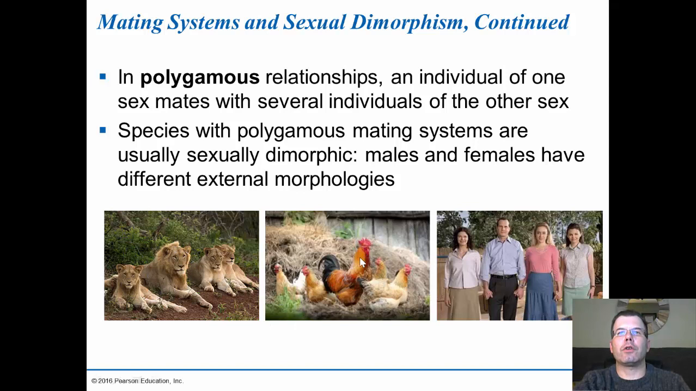Again, a rooster looks very different in the colors of the feathers and the calls that they have than the female chickens in this case. And again, this would be a polygamous relationship. And then I show the example of, in this case, a polygamous relationship with humans. And this can sometimes be religious based and other things.